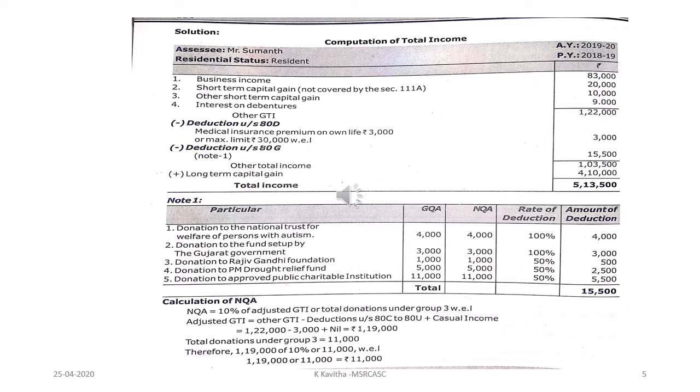There are long-term capital gains which we have not added in the gross. So now we will add it back. Net LTCG 4,10,000. So your total income is 5,13,500. Hope you have understood 80G. Pay a little more attention in learning this.